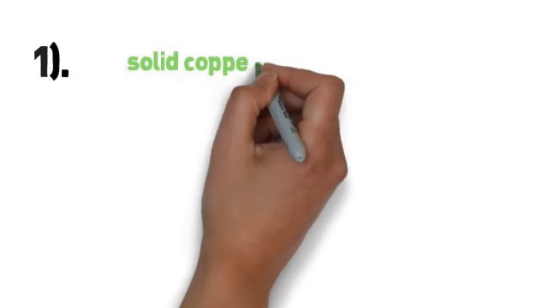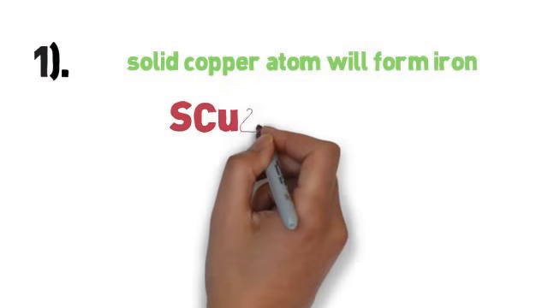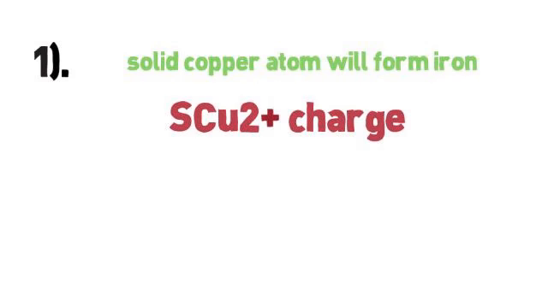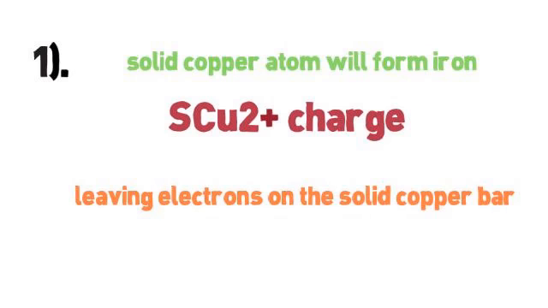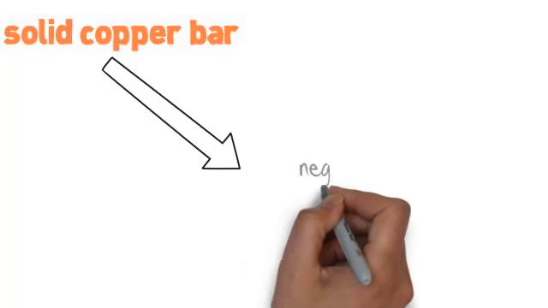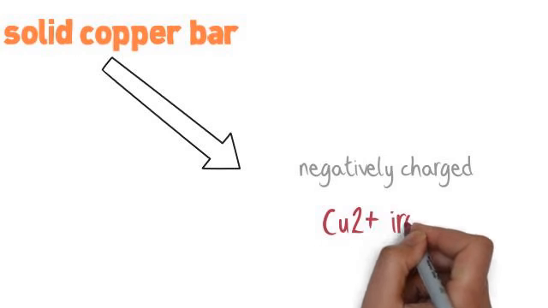One, the solid copper atom will form ions that go into the solution. If ions are formed, the resulting formula would be Cu to Cu2+, as they would be leaving electrons on the solid copper bar. This would result in the solid copper bar becoming negatively charged, and you will have Cu2+ ions in your solution.